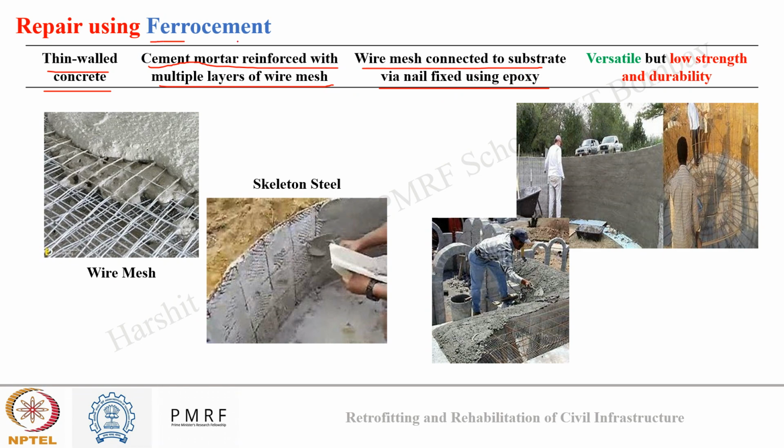And what makes ferrocement a suitable repair material? It is versatile. It can take any shape and size, but it has low strength because it is very thin. And since the cover is very low, it can also show durability issues like corrosion of the wire mesh. Now you can see in these two images, different types of wire mesh can be used. We can use simple wire mesh, or we can use expanded steel, and over that concreting can be done as a ferrocement repair material.